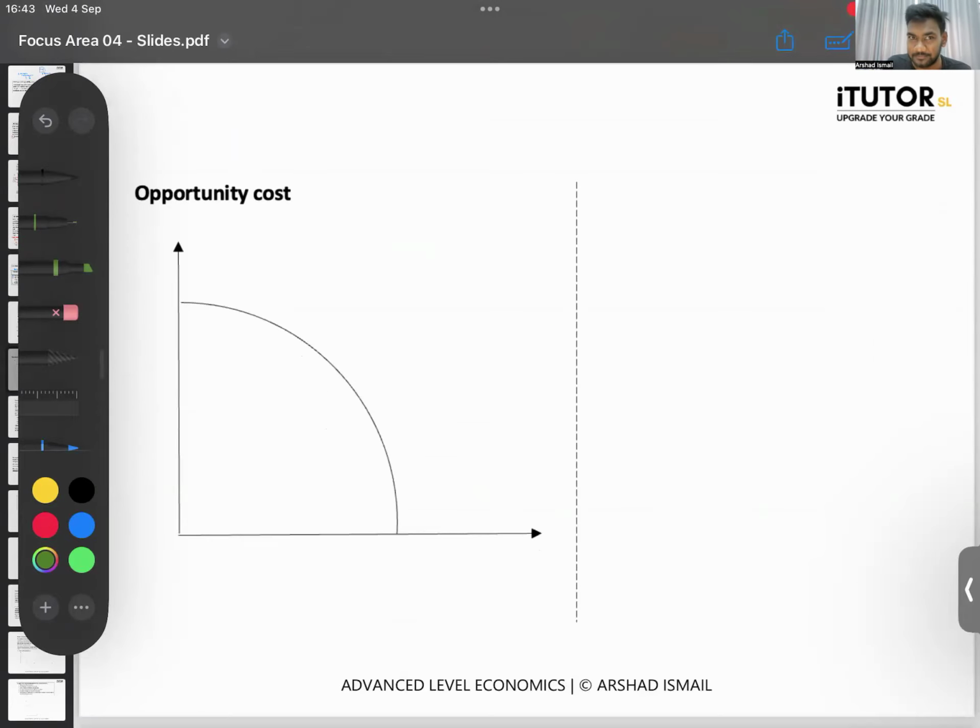Now I will go into how you show opportunity cost on a PPC. This is an interesting one. I want you all to listen properly and put this into your head. Let's take two goods. Let's say this is motor vehicles, and this is clothes. If we use all our resources, we can produce 100 motor vehicles. If we use all our resources for clothes, we can produce 2000 clothes. These are the two extreme points.